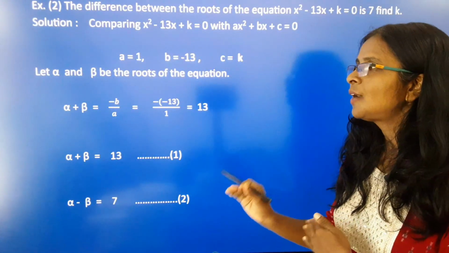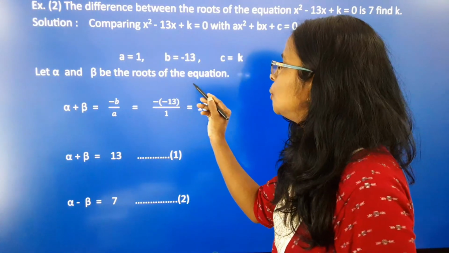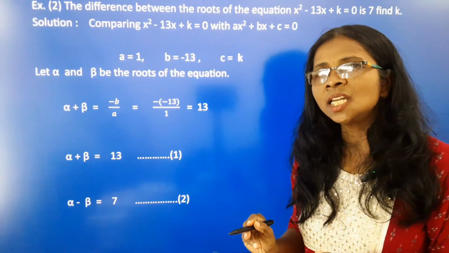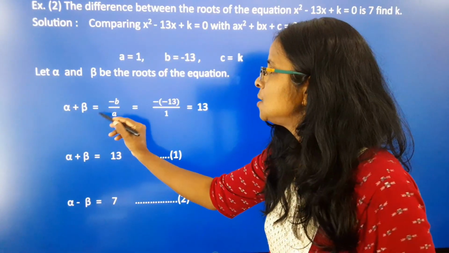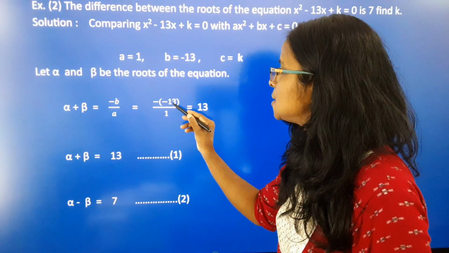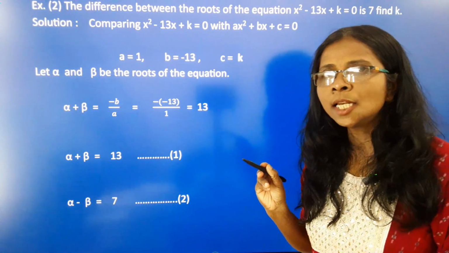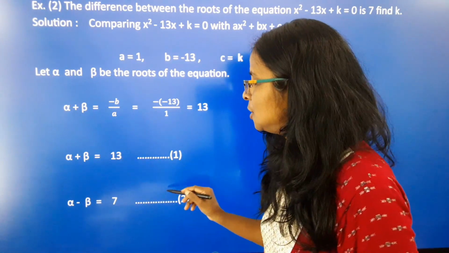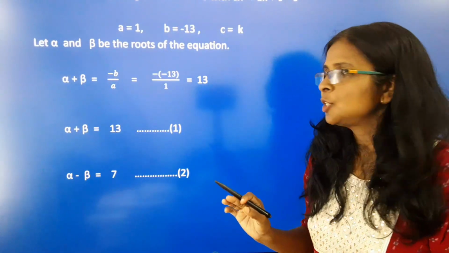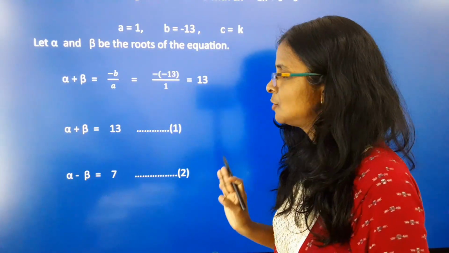So now let alpha and beta be the two roots of the given quadratic equation. Then there is a relationship: alpha plus beta is equal to minus b upon a, and that will be minus of minus 13 upon 1, that will be equal to 13. Here now there is no need to take the second relationship. Here alpha plus beta is equal to 13, called the first equation.